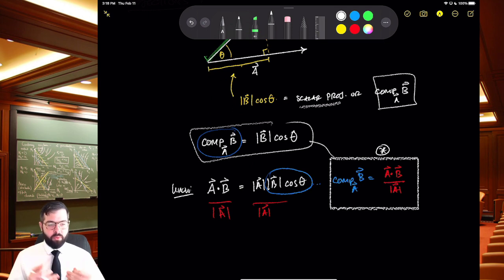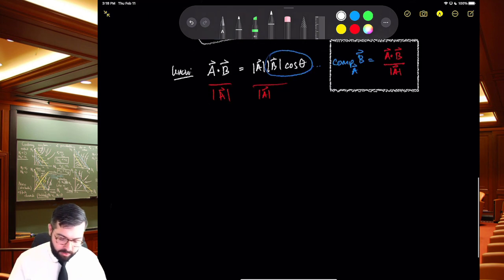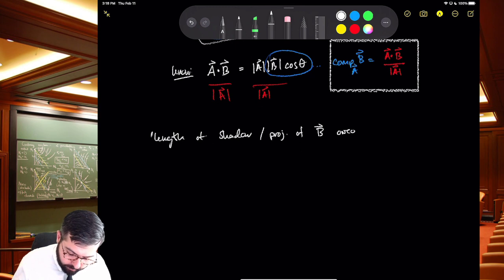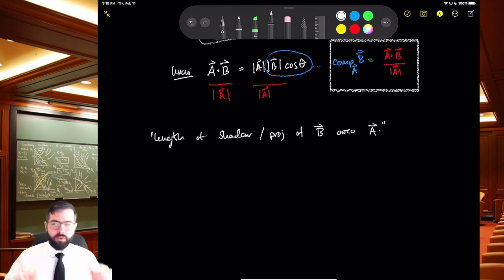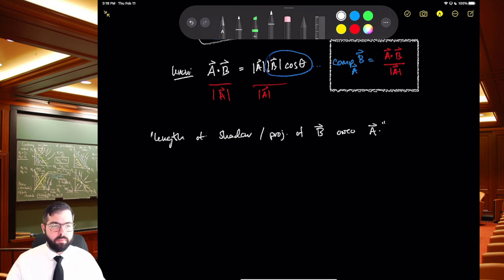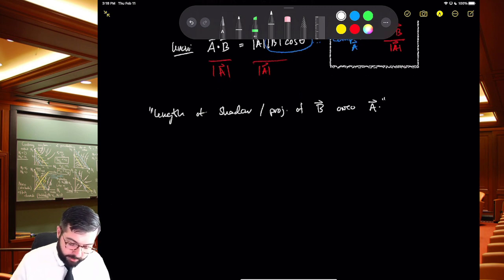I'll hold that thought for a second. So the component is the length of the shadow of B on A. And this holds up even if they're pointing in the opposite direction. The algebra holds up.